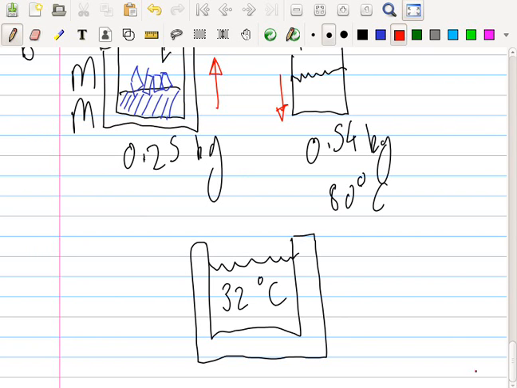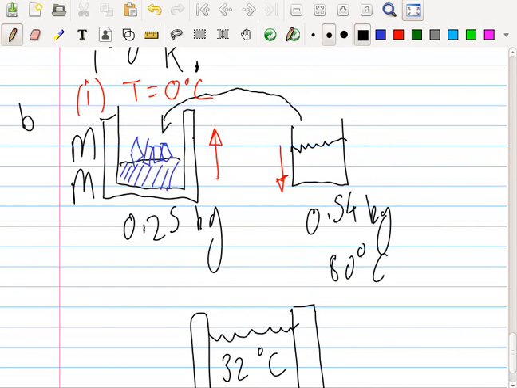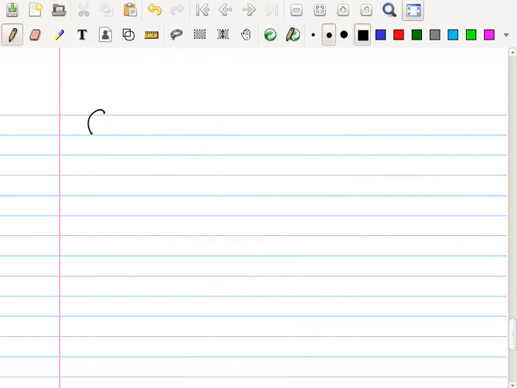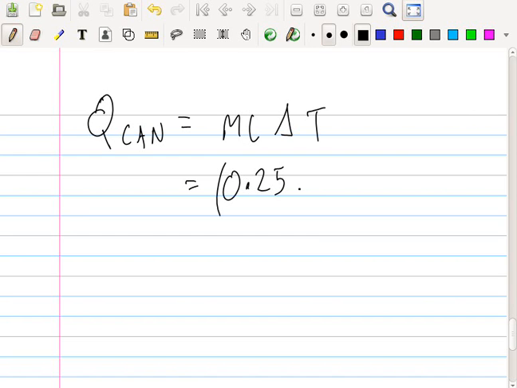Okay. So firstly, let's have a look at the can. What is the temperature of the can at the beginning? 0. And what is it afterwards? 32. So let's see how much energy the can gained. What's the formula for the energy gained by the can? Yeah, MC times delta temperature. Now, what's the mass of the can? 0.25. And what's the specific heat capacity of copper? 400. It's a copper can. And the change in temperature is 32. So please calculate this for me.